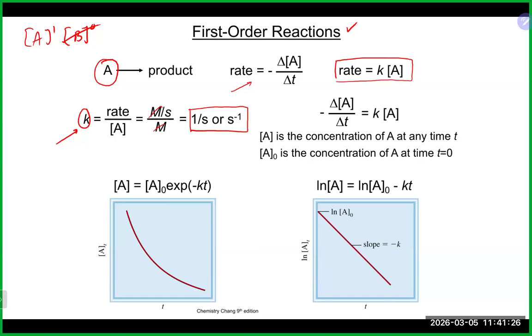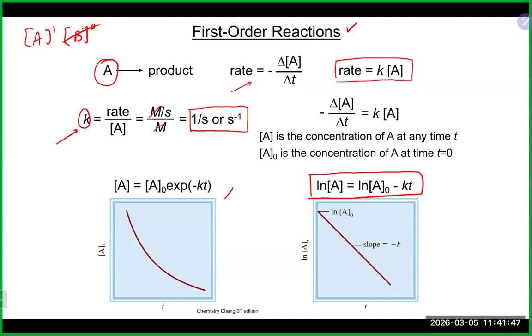Why that's important is we do have what are referred to as integrated rate laws for first order reactions, and this is one right here. That is the natural log of A is equal to the natural log of A naught minus kt.